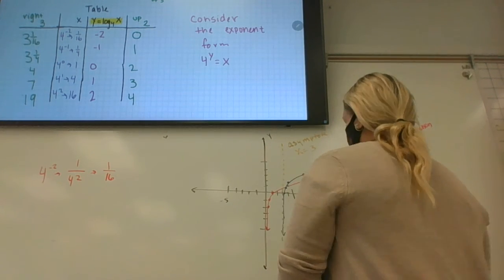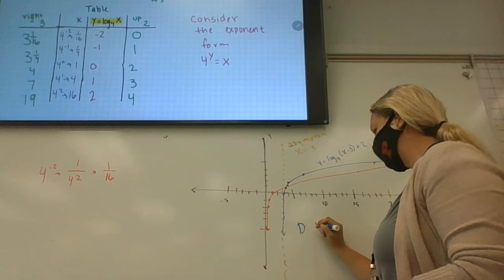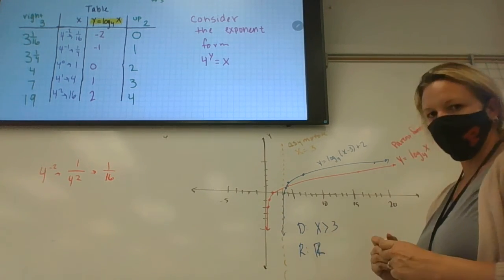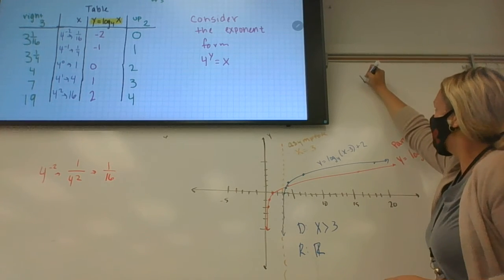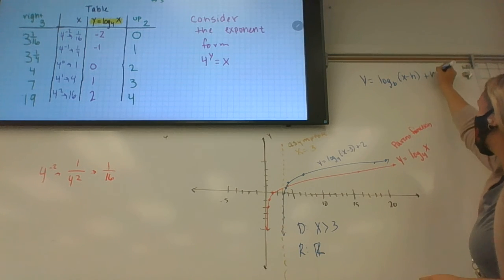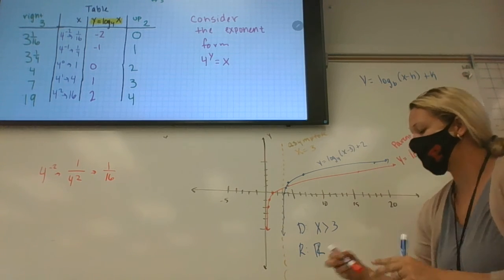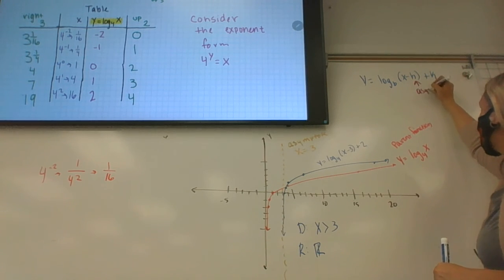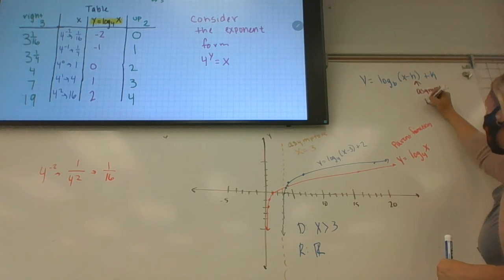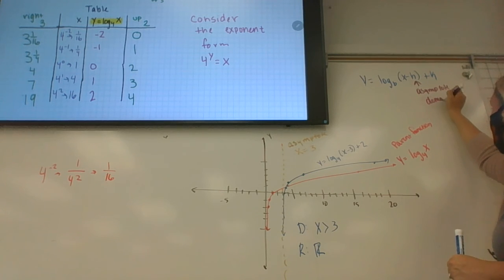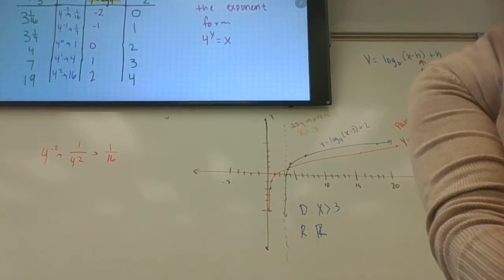So the domain and range of this blue graph, the domain is x greater than 3, and the range is all real numbers. So if you want to write this down, log base b of x minus h plus k, this value here is the value of the asymptote as well as the value in the domain. Okay? That'll help you with that domain and range a little bit.